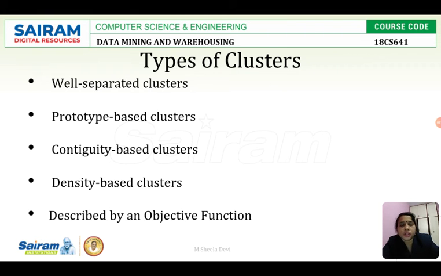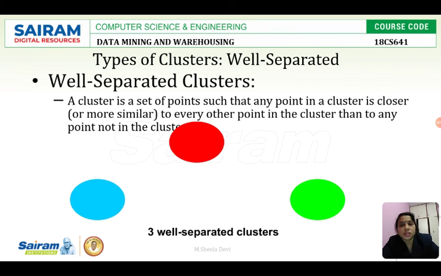Then comes types of clusters. The first one is well separated cluster, second one is prototype based cluster, and third one is contiguity based cluster, and the fourth one is density based clusters, and the last one is described by an objective function. So we'll see the types of cluster. The first one is well separated cluster.